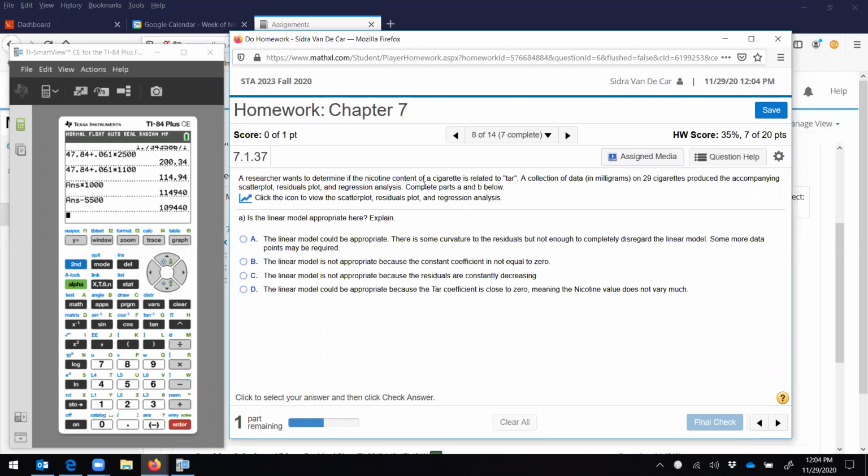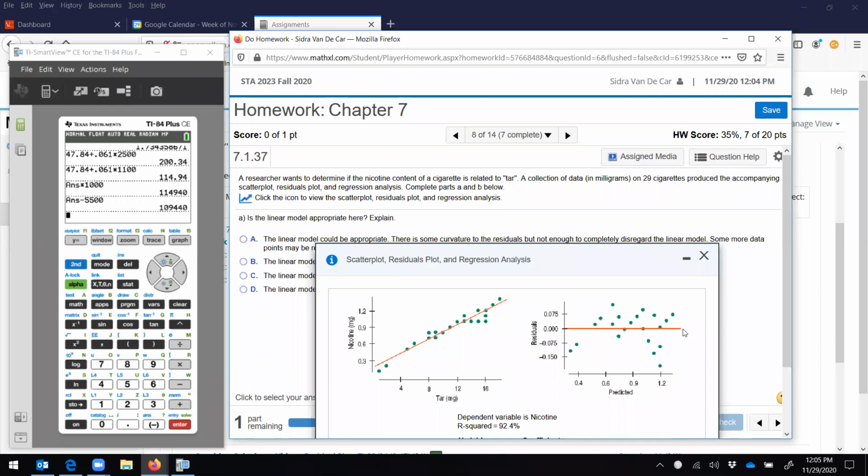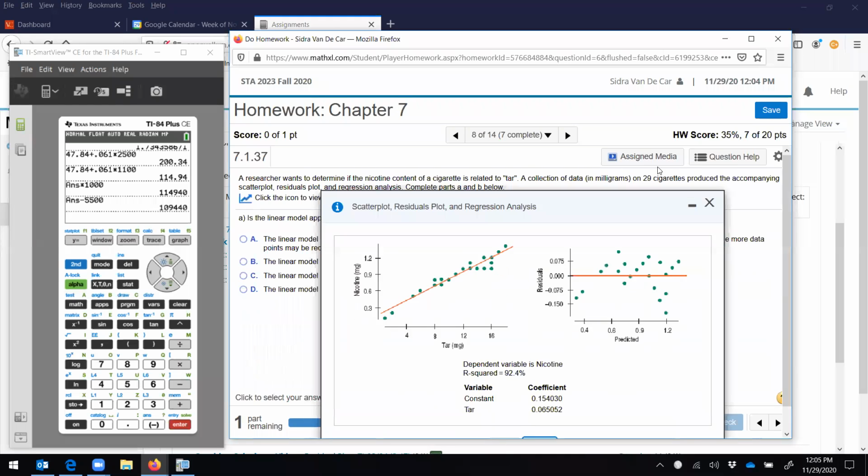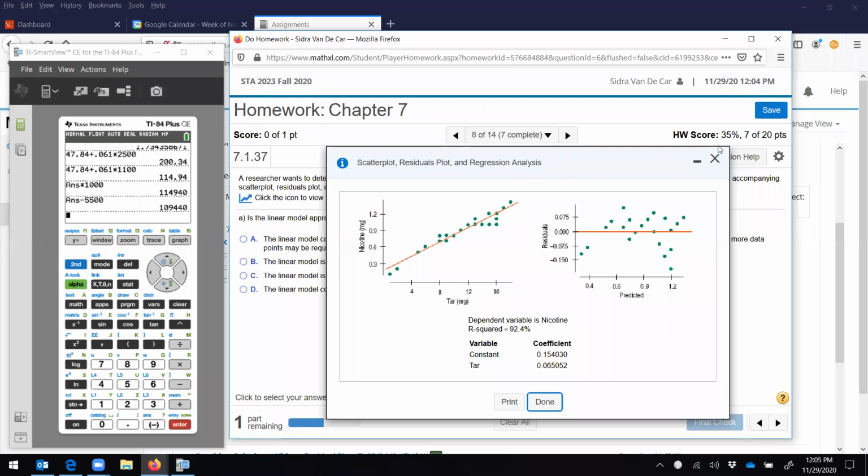A researcher wants to determine if the nicotine content of a cigarette is related to tar. A collection of data in milligrams on 29 cigarettes produced the accompanying scatter plot, residual plot, and regression analysis. We want to know, is this inappropriate? There's no discernible pattern in our residuals. It looks like a good fit. So yes, a linear model is appropriate there.